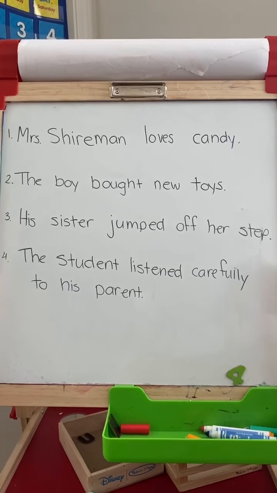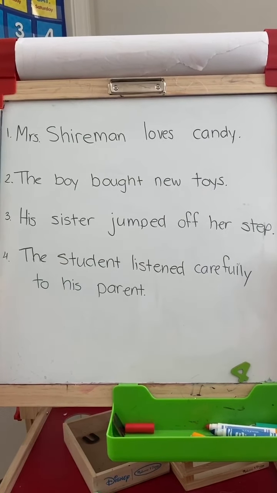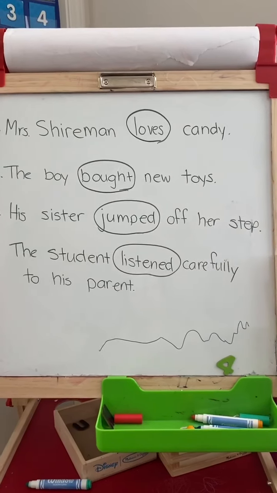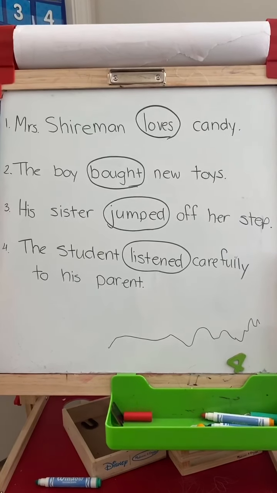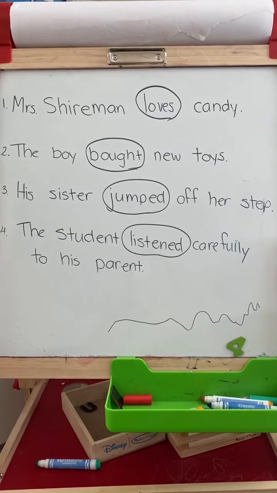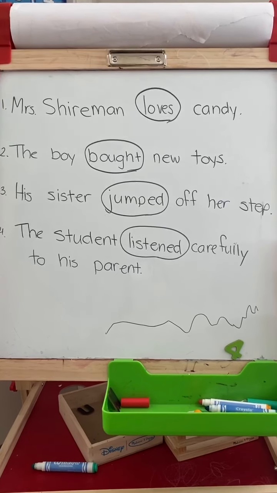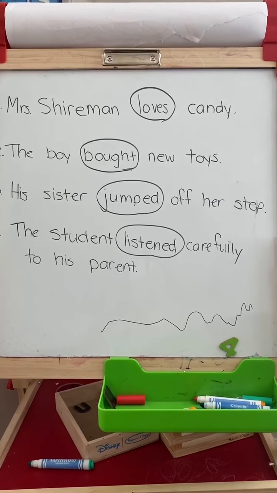Here are 4 more examples that I want you to pause the video and identify the verb in each of these sentences. All right, now check your work. I've circled all the verbs in these sentences. And again, I prefer to do it by finding the subject or who the sentence is about, and then thinking to myself what that person is doing.